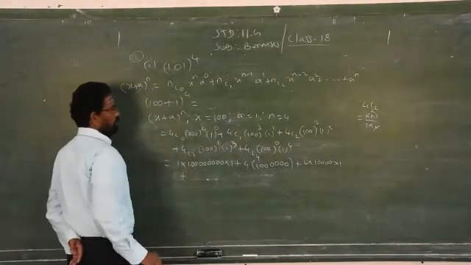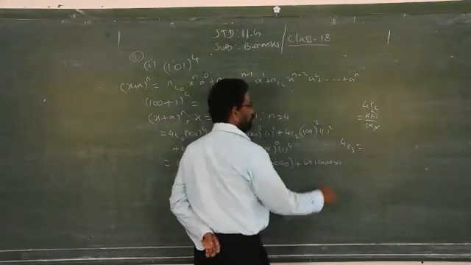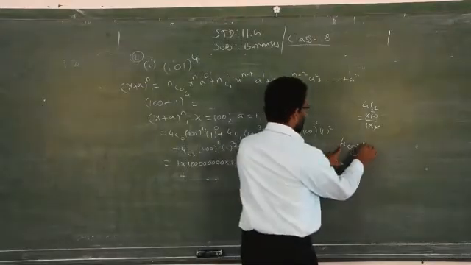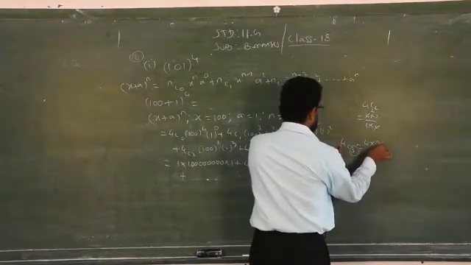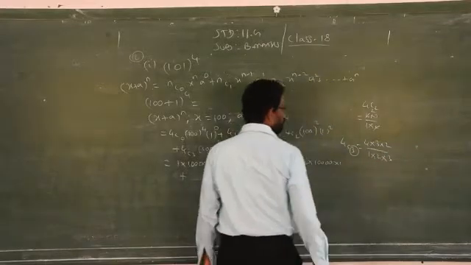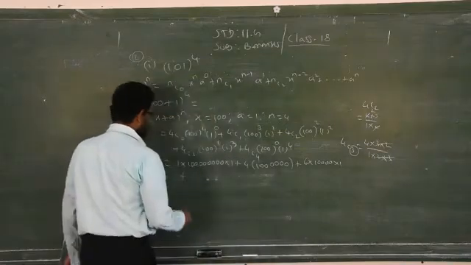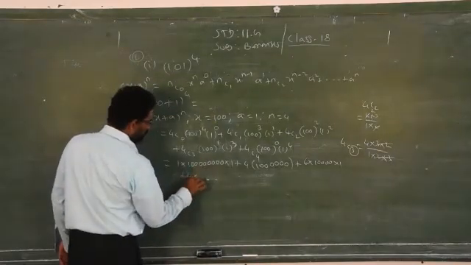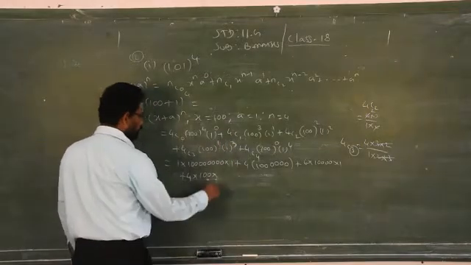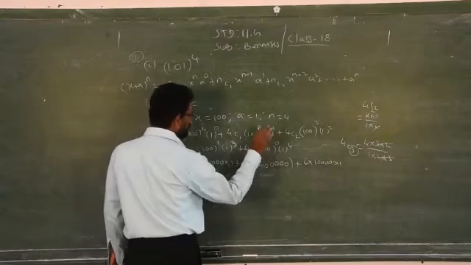Plus 4C3. How will you write 4C3? You have to write 3 numbers in descending order from 4: 4, 3, 2. Then 1 into 2 into 3. These two are eliminated. What is the remainder? 4. So 4 into 100. 1 power anything is always 1. 4C4 is also 1. Anything power 0?